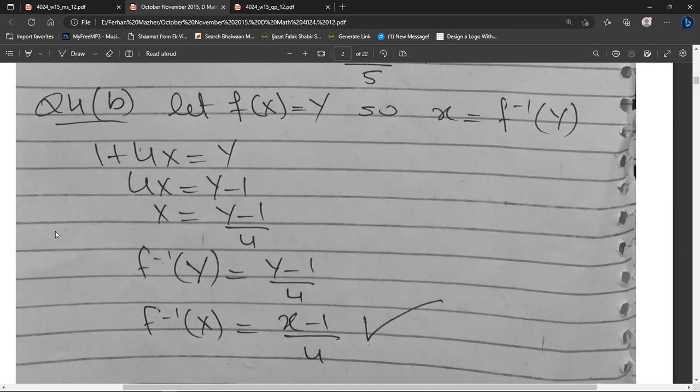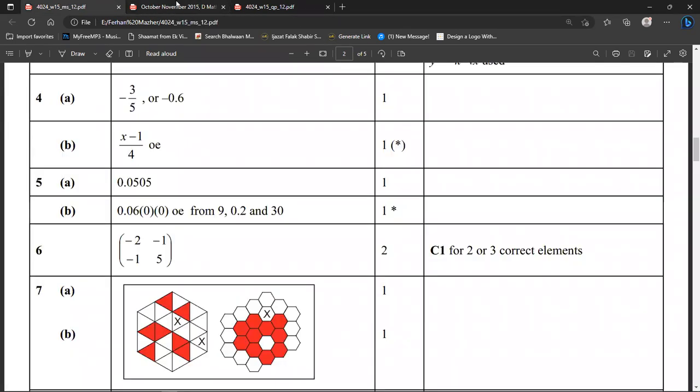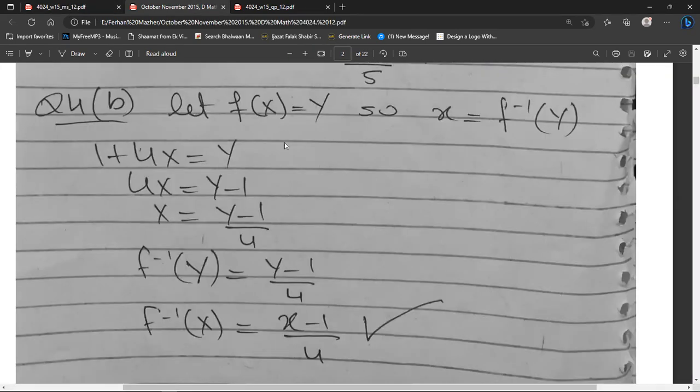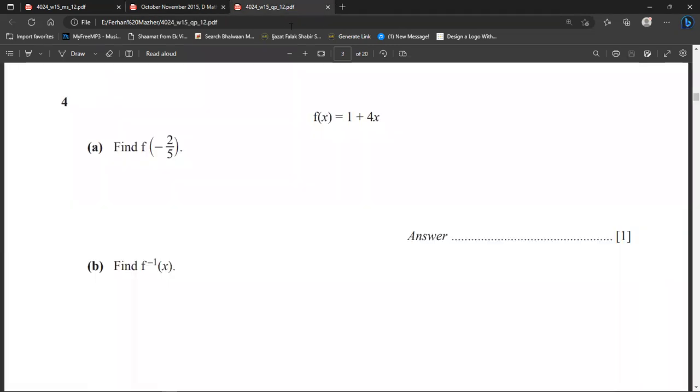So in the place of x, I will write f inverse of y, and that will be equal to y minus 1 by 4. Then I will change the variable: wherever you have the y, we will substitute it with the x. So f inverse of x is equal to x minus 1 by 4. X minus 1 by 4 is the right answer. This is how you do it. These steps are very important. I hope you understand.